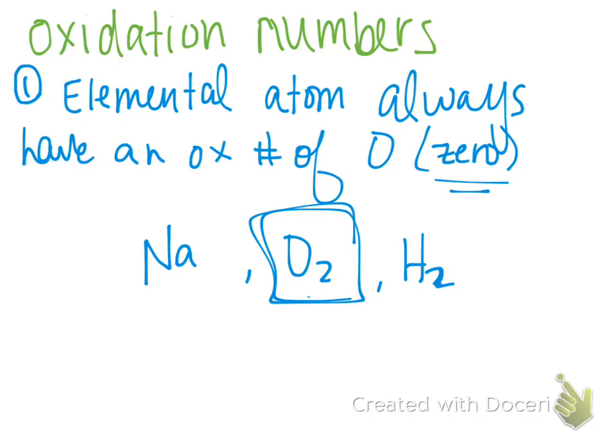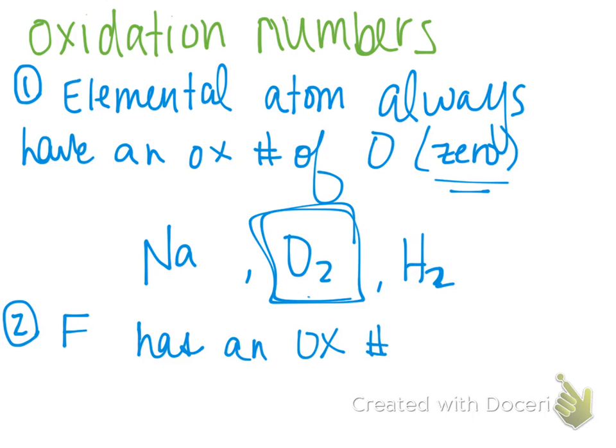Okay, number 2. There are a few elements, I call them the big 3 elements, that get priority over others. The first one is fluorine. Fluorine always has an oxidation number of -1. If you think about it, that reflects its formal charge as well. I'm going to briefly describe why fluorine gets the most precedence here.